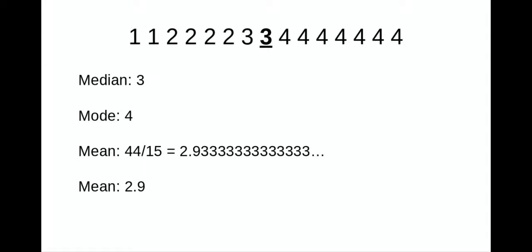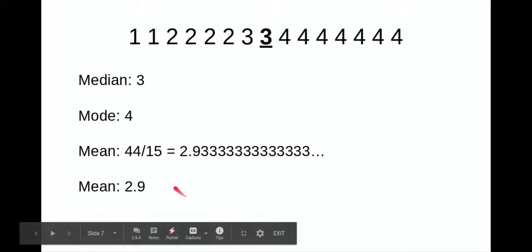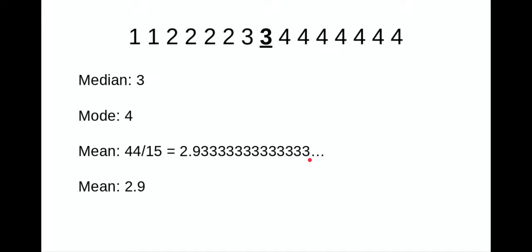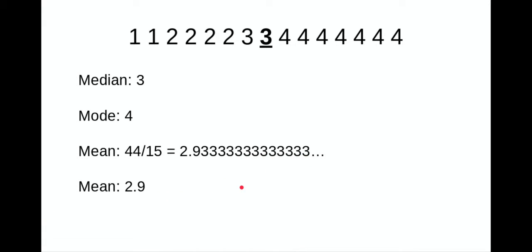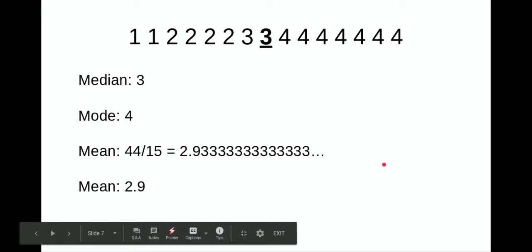So 44 divided by 15 ends up giving us 2.93 repeating. And in the directions, I told you to round to the nearest tenth. So we can pretty much hack off all of these repeating 3s and make our mean 2.9. So that's what we're all going to agree upon to put down on our paper: 2.9.